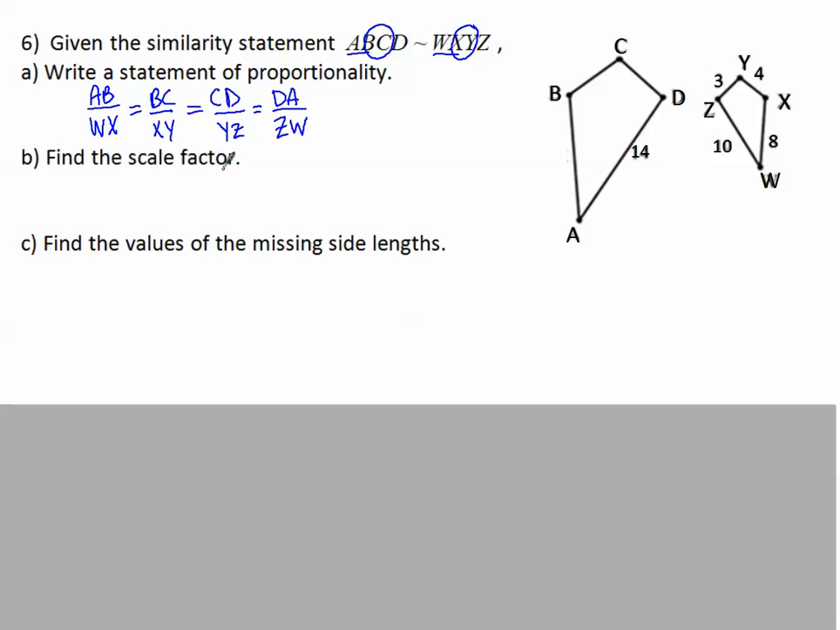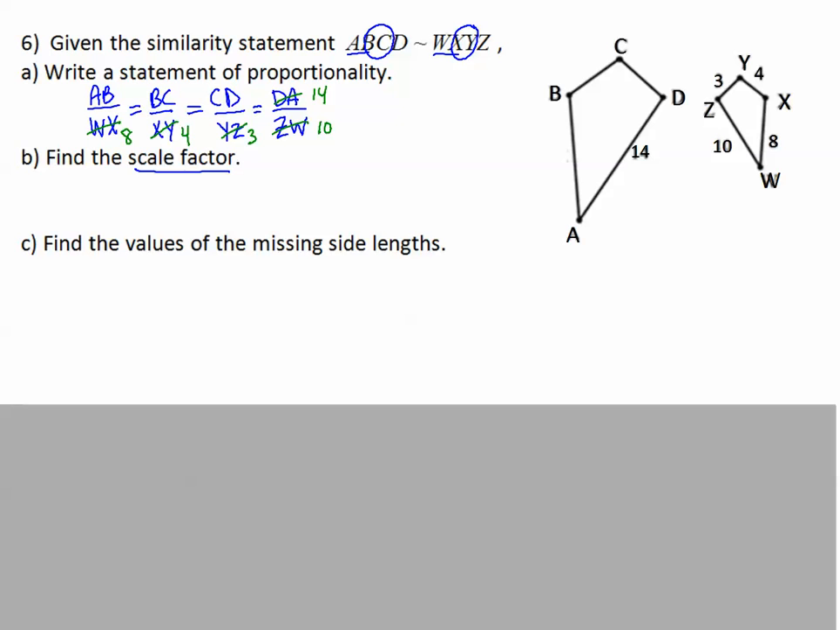Next, find the scale factor. Well, how do we find the scale factor? That's the numbers. So basically anything where we see numbers, let's just substitute those numbers into our statement of proportionality, such as DA says 14. ZW says 10. XW says 8. XY says 4. ZY says 3. All my numbers in there.